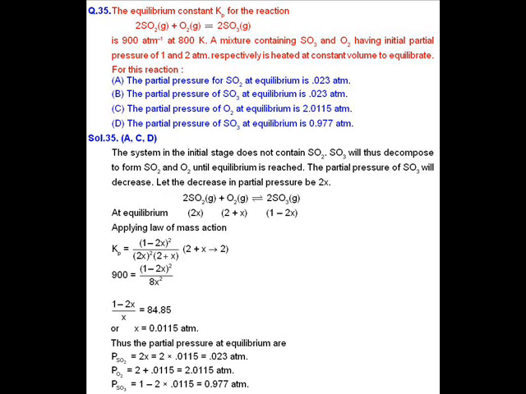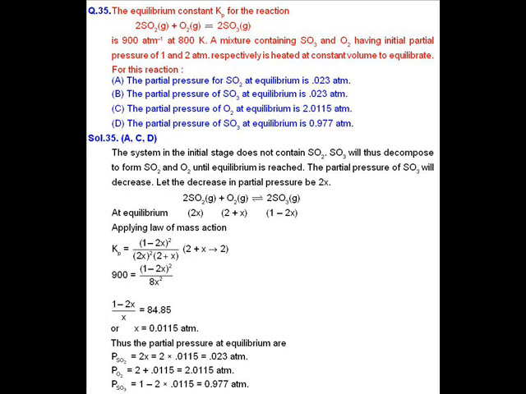So Kp will be equal to (1 minus 2x) whole square divided by (2x) whole square into (2 plus x). Now suppose that the decomposition will be to a low extent, so we can replace 2 plus x as 2 for the simplification of the tedious calculations. So it will become 900 equals (1 minus 2x) whole square divided by 8x square. Now taking square root on both sides and solving further, we will get the value of x equal to 0.0115.